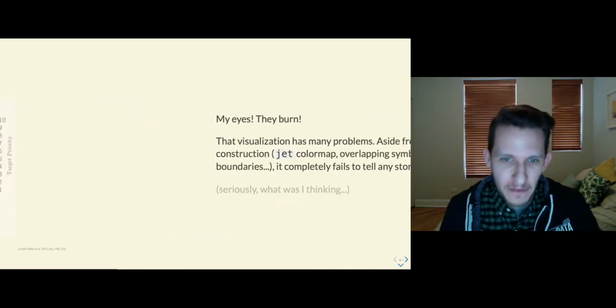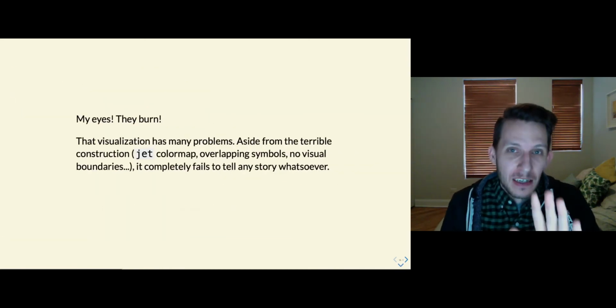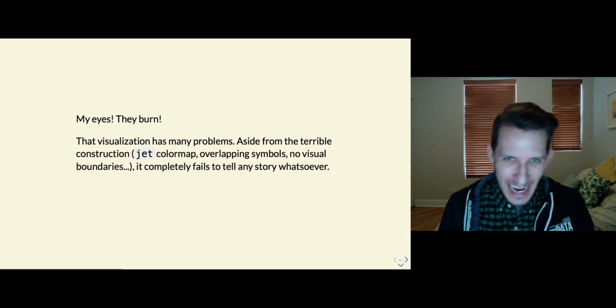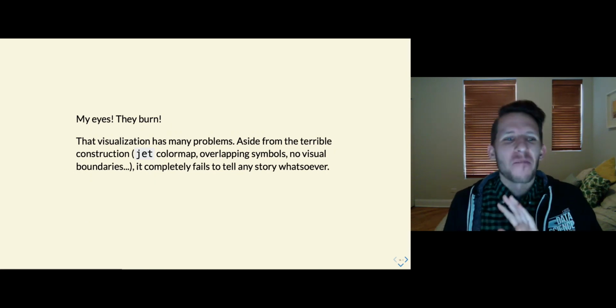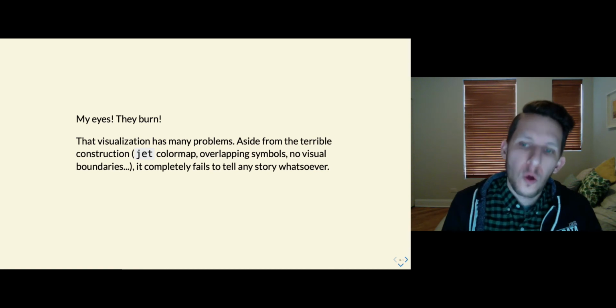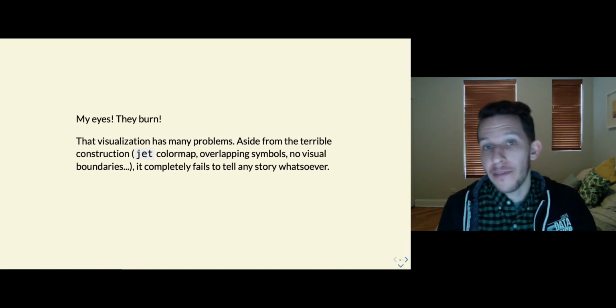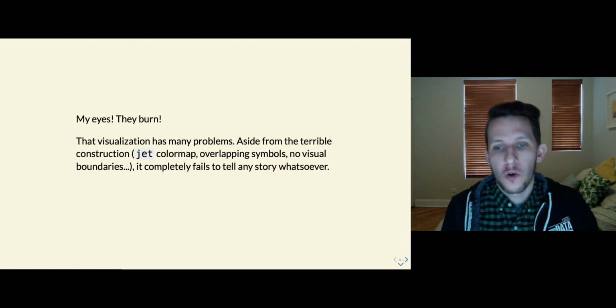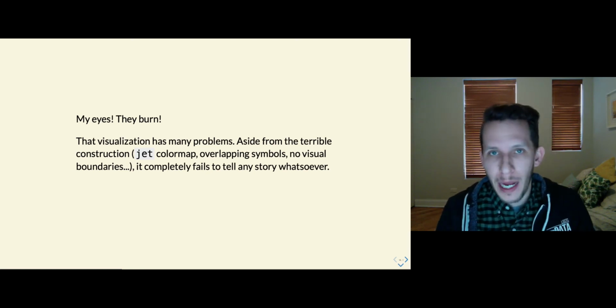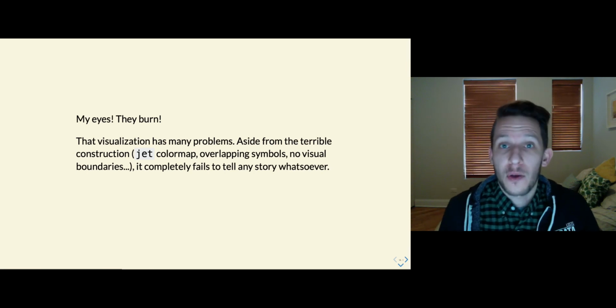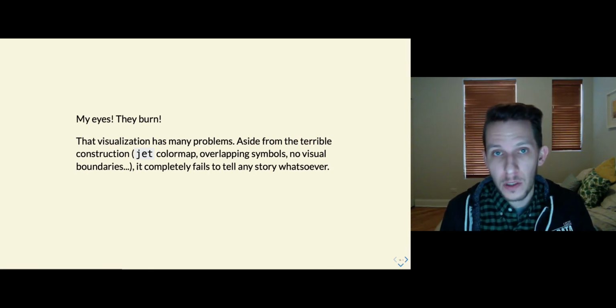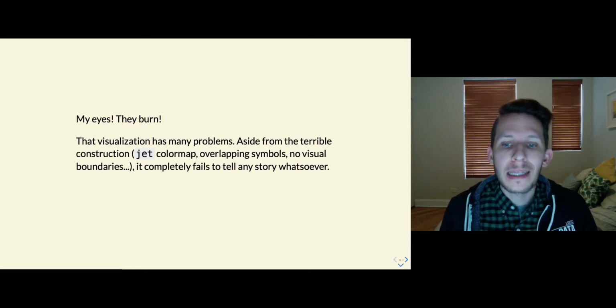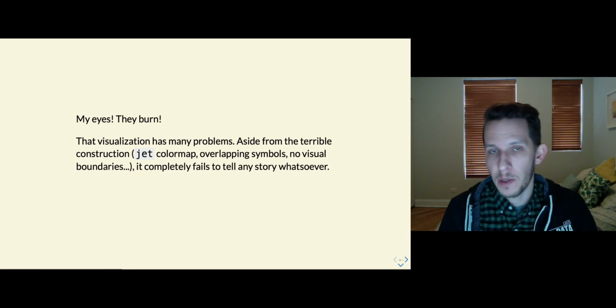Okay. That's enough. My eyes. This figure hurts my eyes. That visualization has a whole bunch of problems. And a lot of them come from the basic construction, the use of the jet color map, the overlapping symbols, the lack of visual boundaries, the fact that you have no sense of what the underlying density is of what's going on. Okay, it completely fails to tell any story whatsoever. And that is the primary failing of that particular figure.